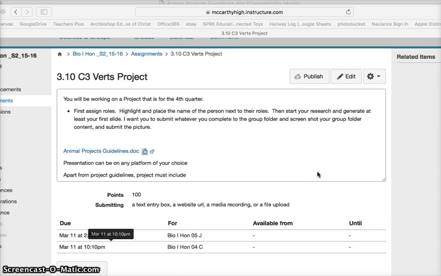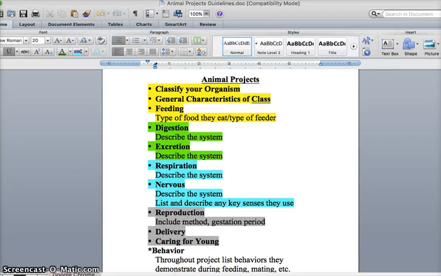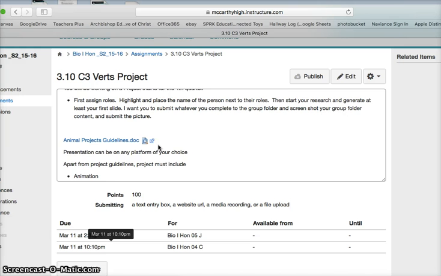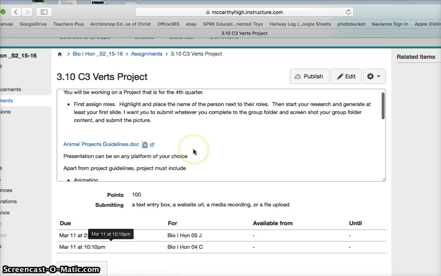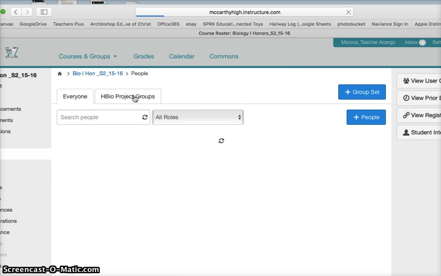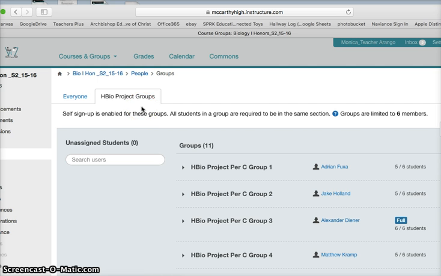For today, you're going to be working on assigning roles for the project, highlighting, like I showed you in this document, who has which role. You're going to submit maybe either a start of a presentation, or some pictures that you found, or a video clip on some platform into your group folder. Your group folder is titled Honors Bio Project Groups. You're going to dump whatever you create into that group folder, screenshot what you submitted, and submit your screenshot to Canvas, just as it says in the assignment details.